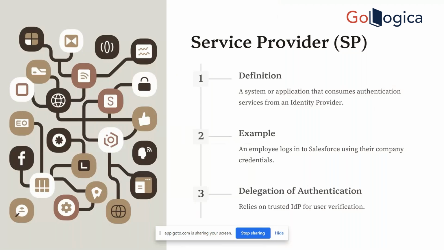Now the second part is the SP, meaning service provider. What is meant by the service provider? Who is providing the services, correct? A system or application that consumes authentication services from an identity provider. Authentication services means the credentials, the username and password, given by the identity provider. Who is going to consume it? The service provider. An employee logs in to the Salesforce application using their company credentials.